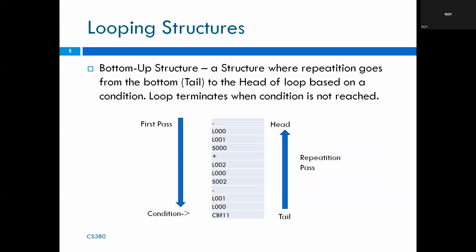Now there are two looping structures. In C# you have a while loop and a do while loop. A bottom-up structure like the first factorial in the analytical engine is a structure where repetition goes from the bottom or the tail back to the head of the loop. You will distinguish this because the condition is at the bottom. When the condition is at the bottom, it's the bottom-up structure.